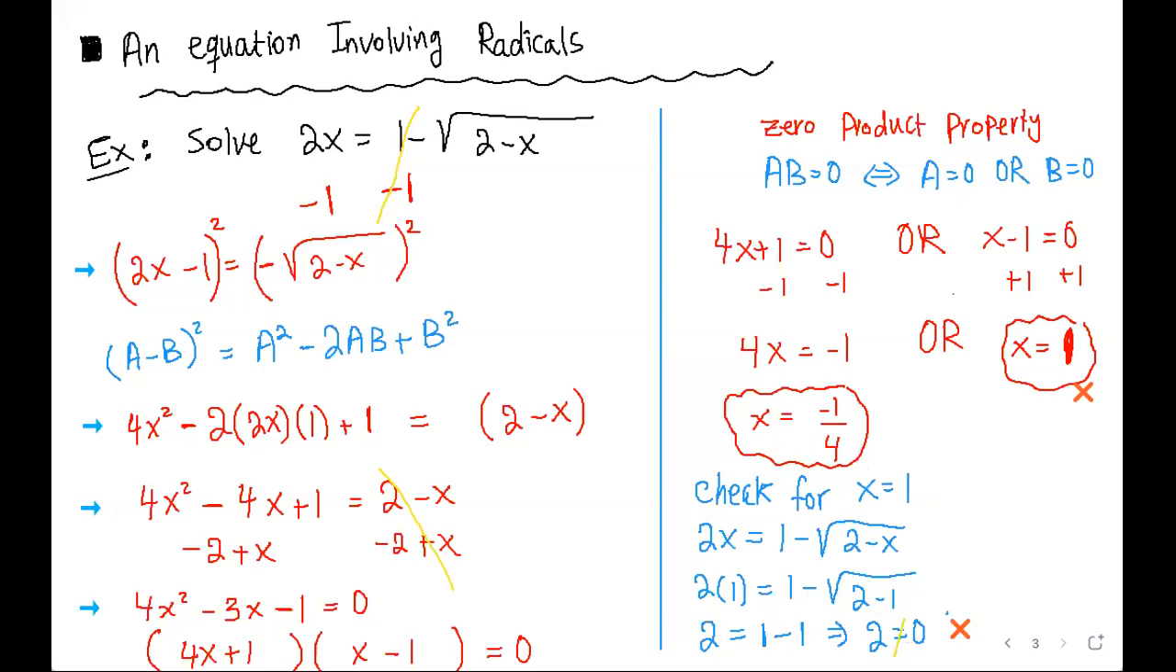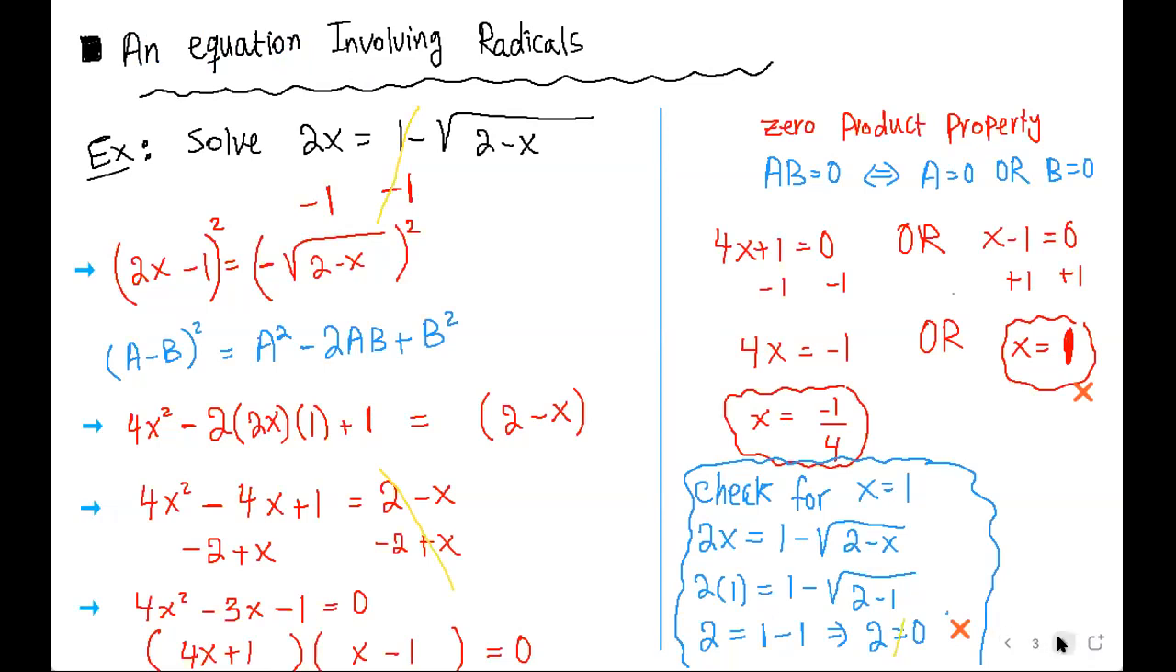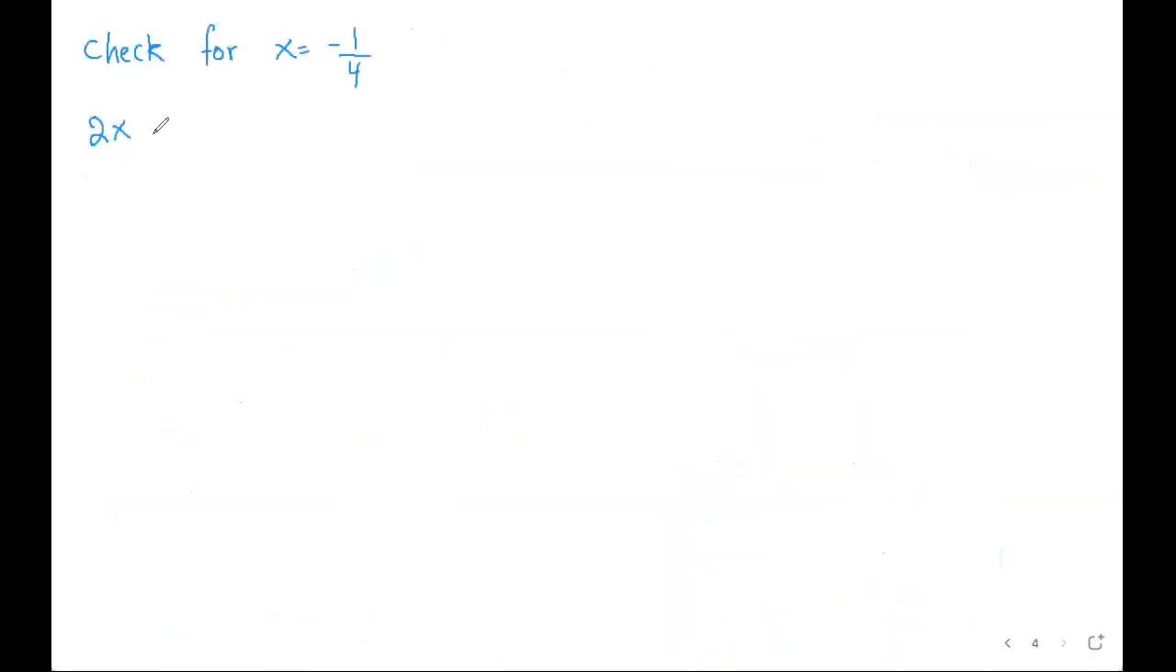Okay, let's go to the next slide. Check for x equal minus 1 over 4. Again, my equation is 2x equal 1 minus the square root of 2 minus x.